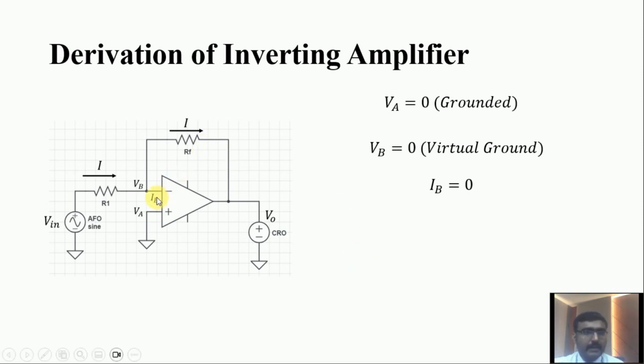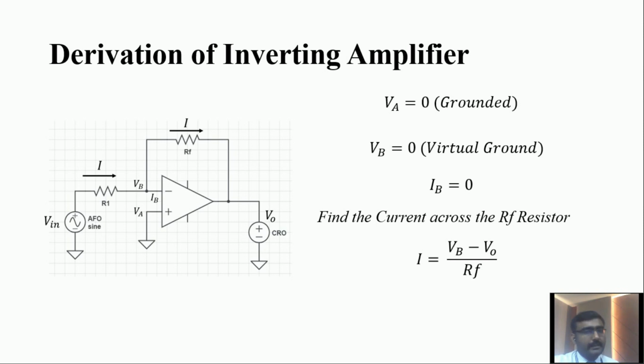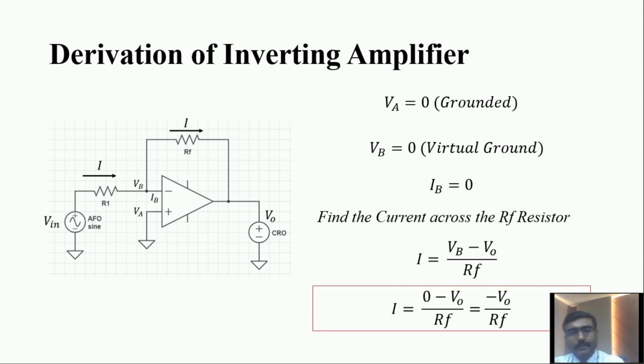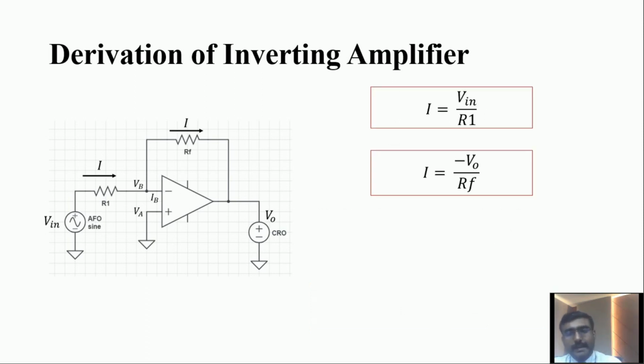Next, how do we find the current across the RF resistor? Here the IB current is equal to 0, so the current I passes through the RF resistor. The voltage across the resistor is different. How do we find this? Here I is equal to (VB minus Vout) divided by RF, where the voltage at this node is VB and at this node is Vout. Here VB is 0, as you already know. That's why I is equal to minus Vout divided by RF. Now we are going to compare these two equations.